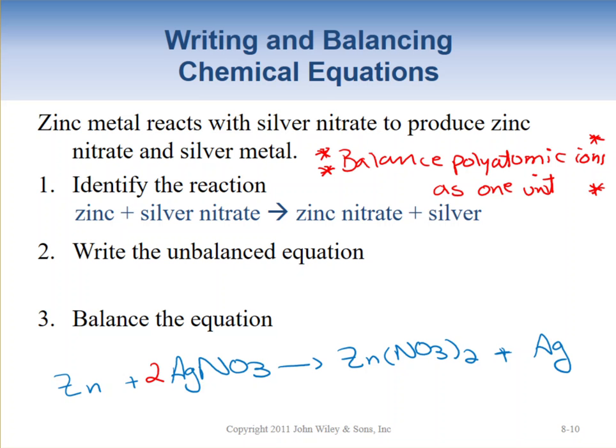Now as soon as you do this, the number of silver atoms changes. So I gotta balance the number of silver on the other side of the equation. And you always want to double check. So 1 zinc, 1 zinc, 2 silver, 2 silver, 2 nitrate, and 2 nitrate. So this equation is balanced.